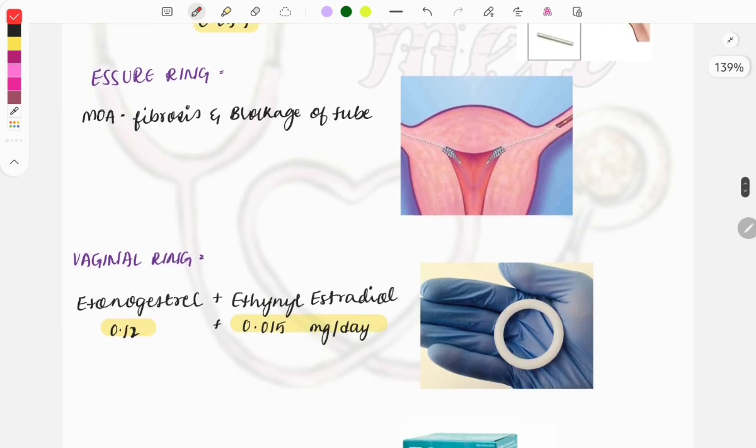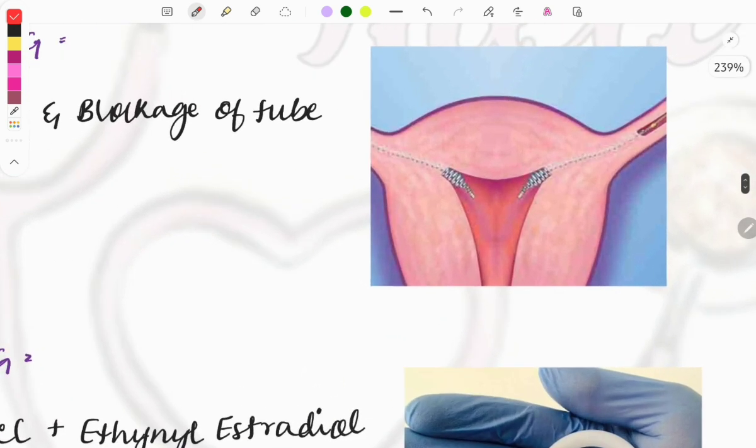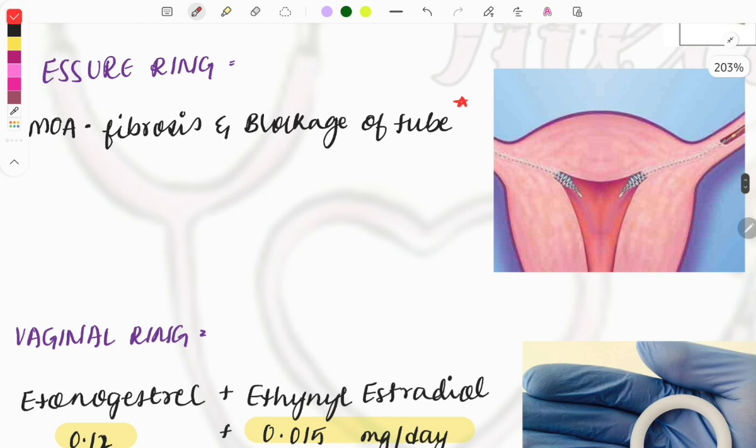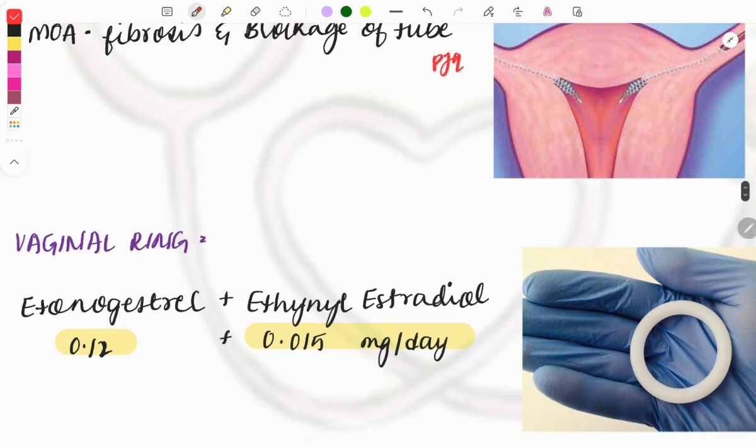Then the Essure ring. See here, these are the rings, and these are put around the junction of the fallopian tube and the uterine cavity, so that it will be causing fibrosis of the tube and blockage of the tube. Okay, so this is the mechanism of action, and this is a PYQ. A question was asked on that. They had given this image and asked the mechanism of action of this kind of contraception, or they can just give the image and ask what kind of contraceptive it is. So it is the Essure ring.